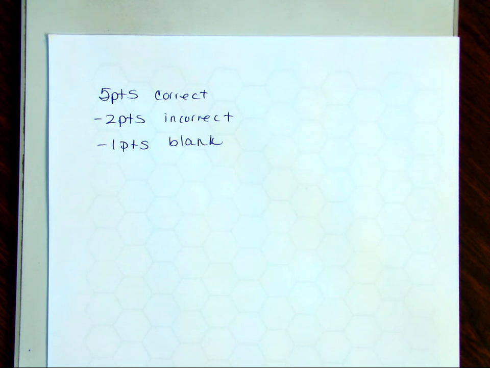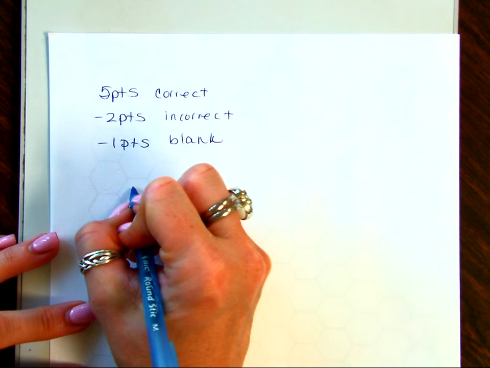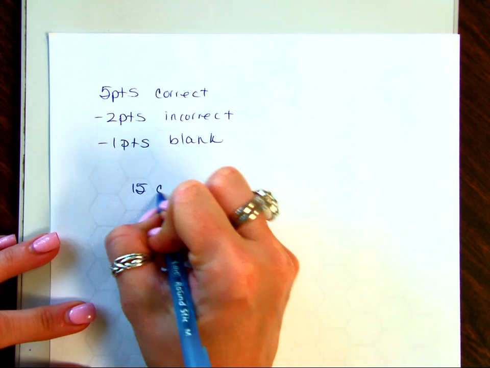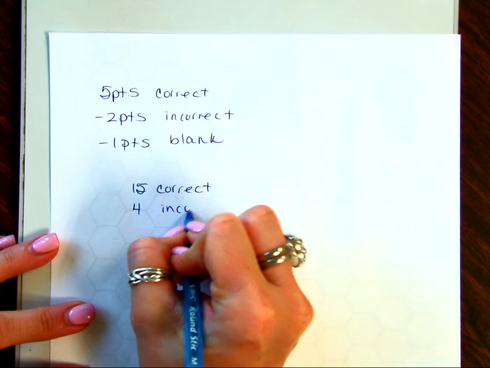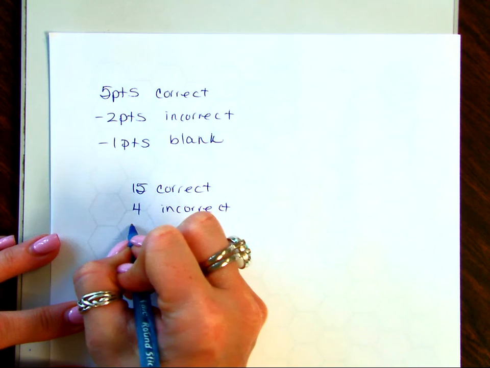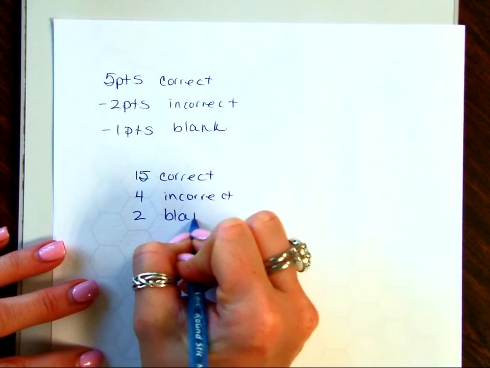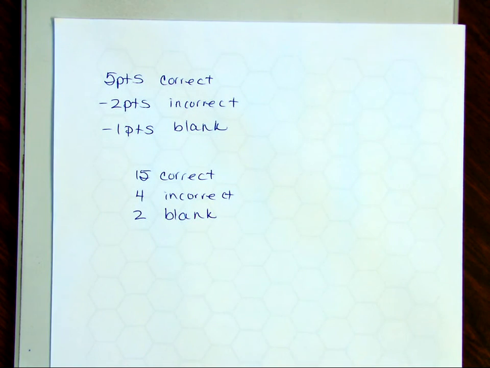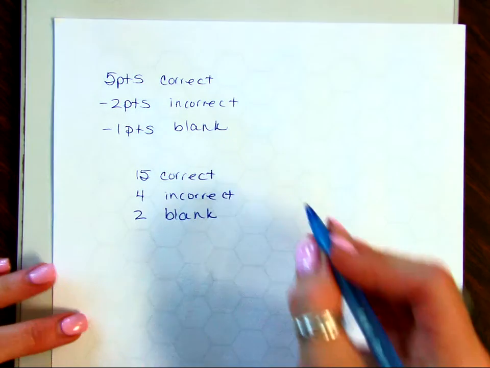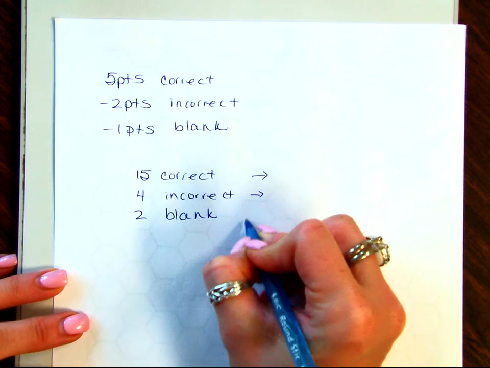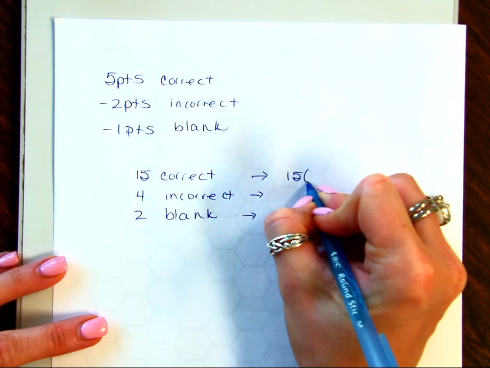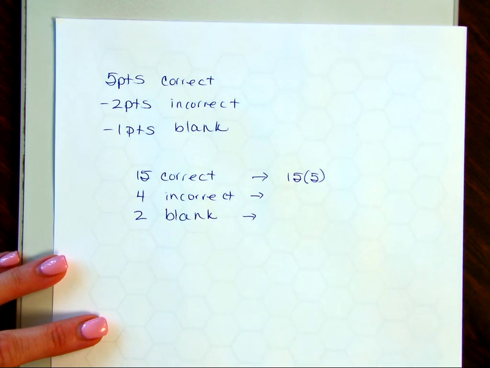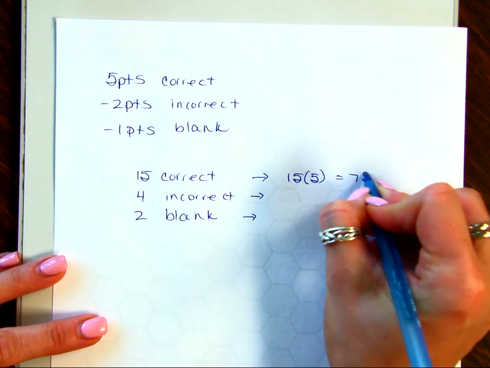So let's say somebody took a test and they had 15 questions correct. They had 4 incorrect. And this person didn't proofread. They left 2 blank. Okay, so this is a multi-step problem here. So the first thing you're going to want to do, and you can show your work for this, there's absolutely nothing wrong with that. So you're going to say there were 15 problems correct, and each of those was worth 5. So then you figure out the total number of correct points that you get, and that's 75.